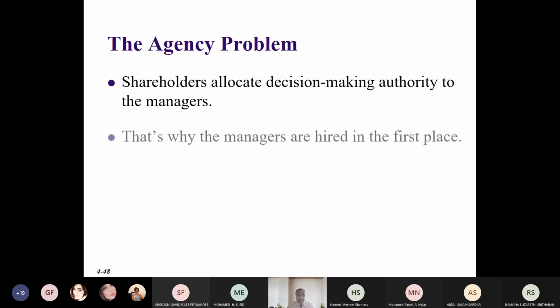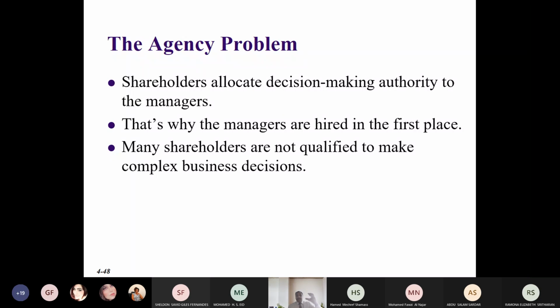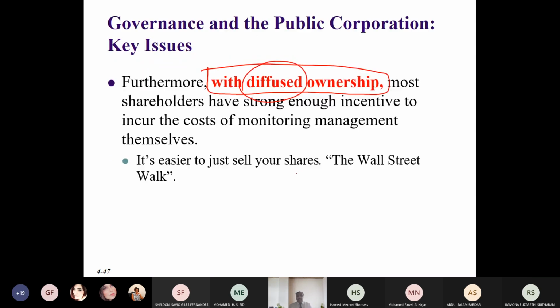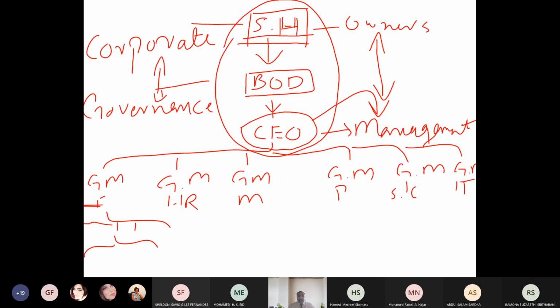Agency problem, I have already told you. The problem of conflict of interest. Management is the agent of the shareholder. Why do we call it agency? Simply because the CEO, I hope this slide is visible to you. You can see the slide, right? Is it visible? Yes, it's visible.